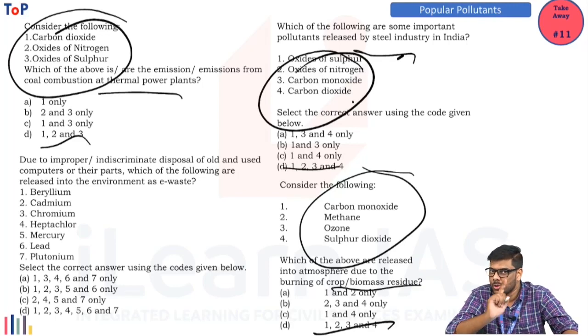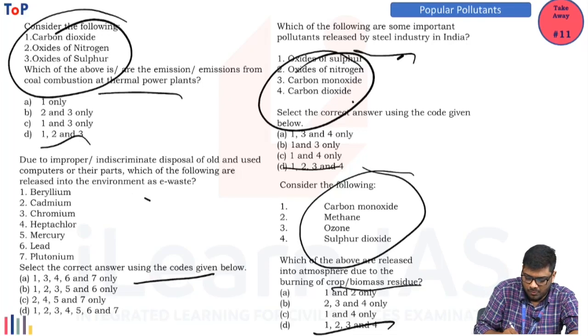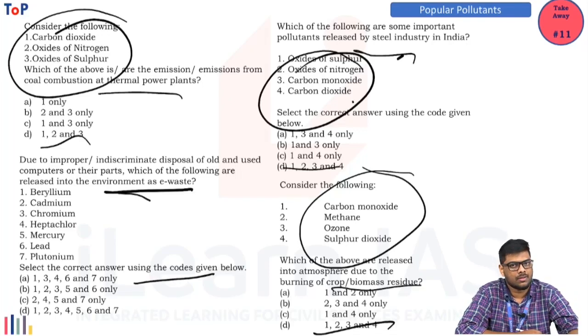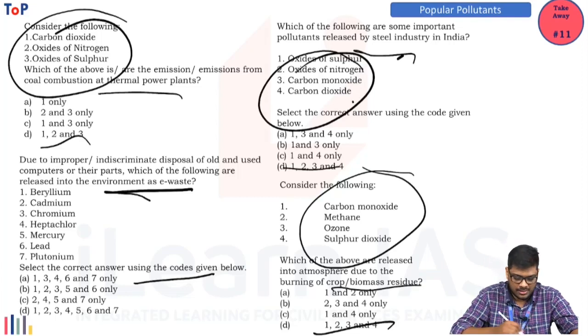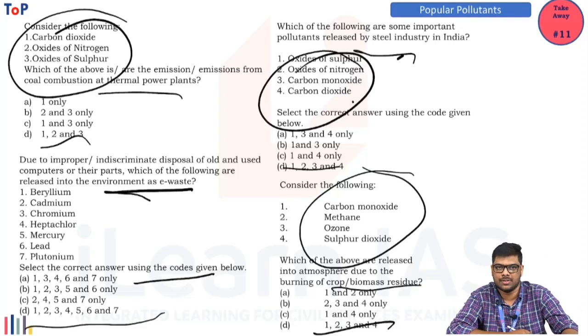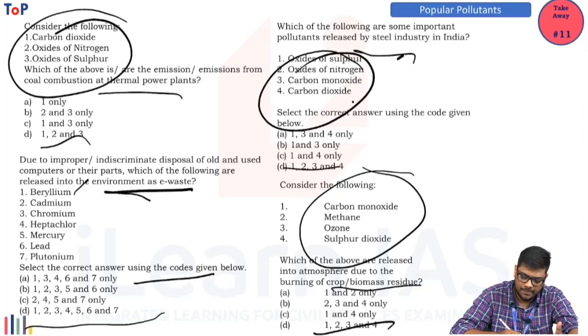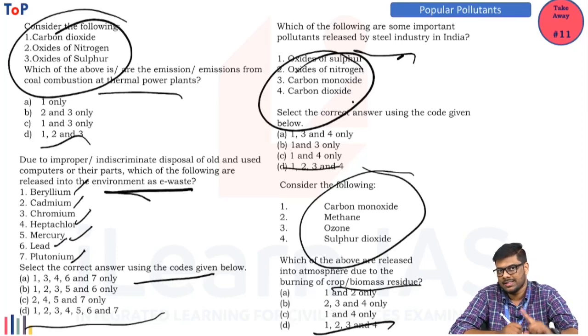And remember, do not try to keep that much openness in every question. Because look at this question: what are the components of e-waste? Do not rush into a conclusion. Do not go straight away to answer D, because there can be traps. Read the options carefully. Beryllium, not sure. Cadmium, not sure. Chromium, not sure, possible. Heptachlor, I don't know about it. Go for the next option. Mercury, can be possible. Lead, can be possible. Plutonium, can it be? That's a big question.